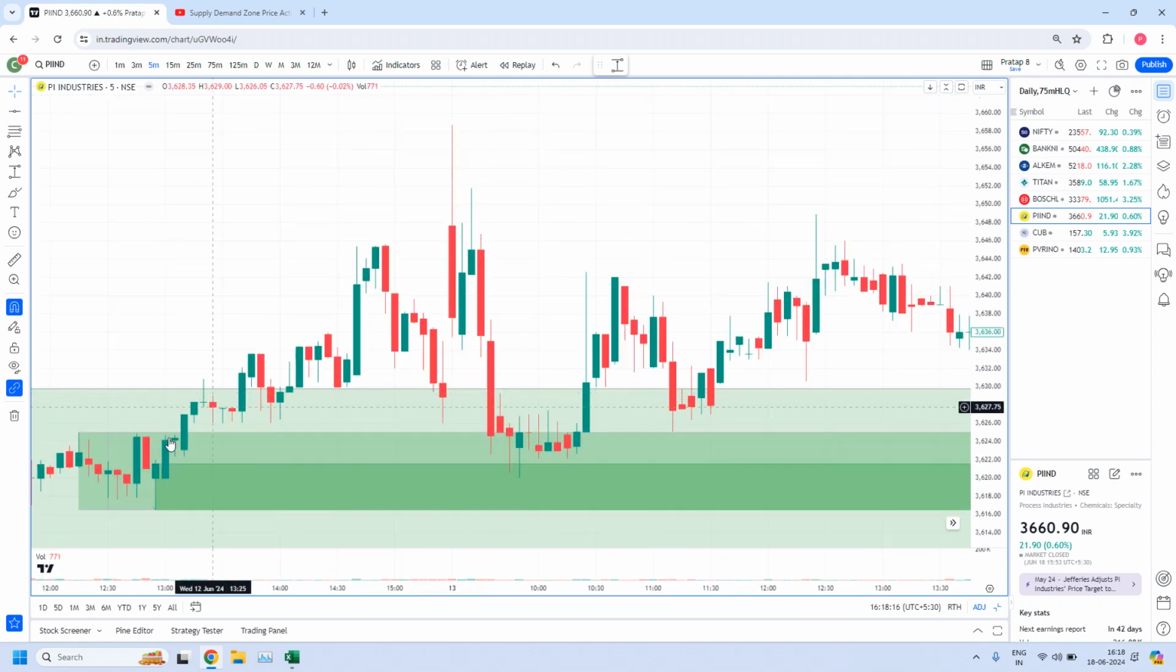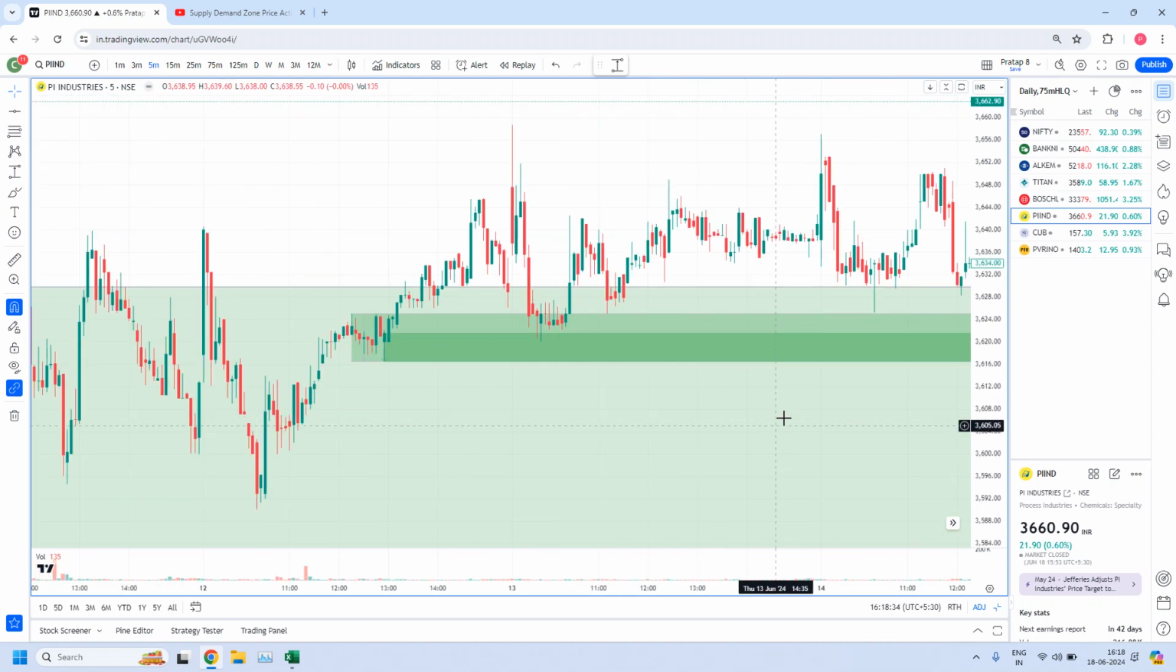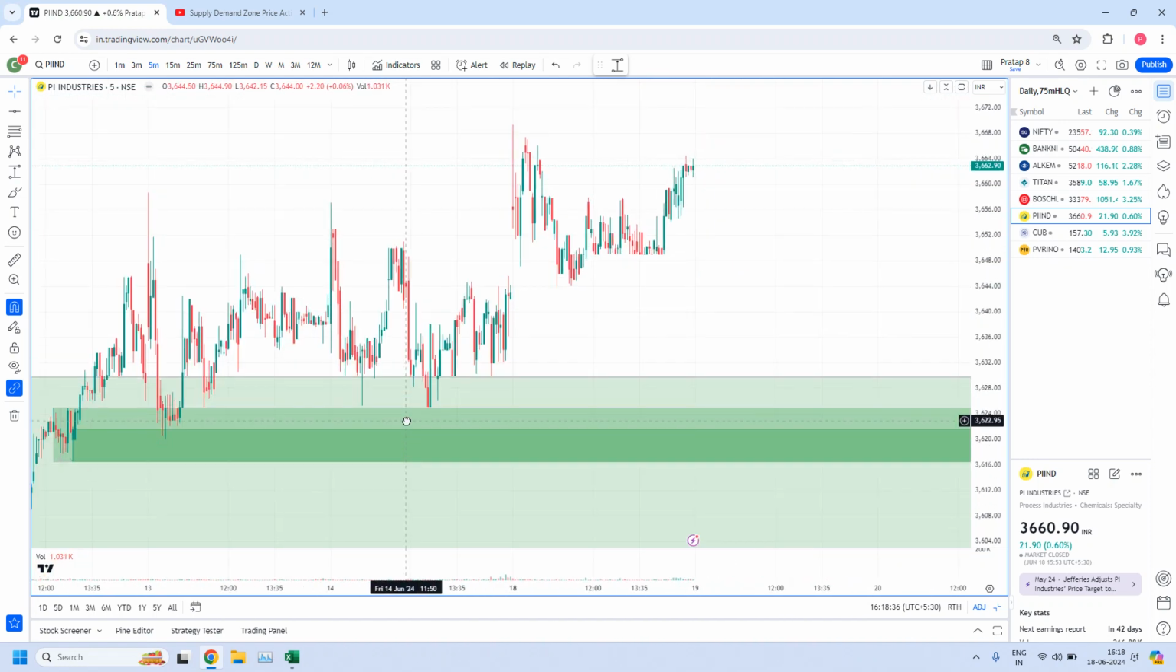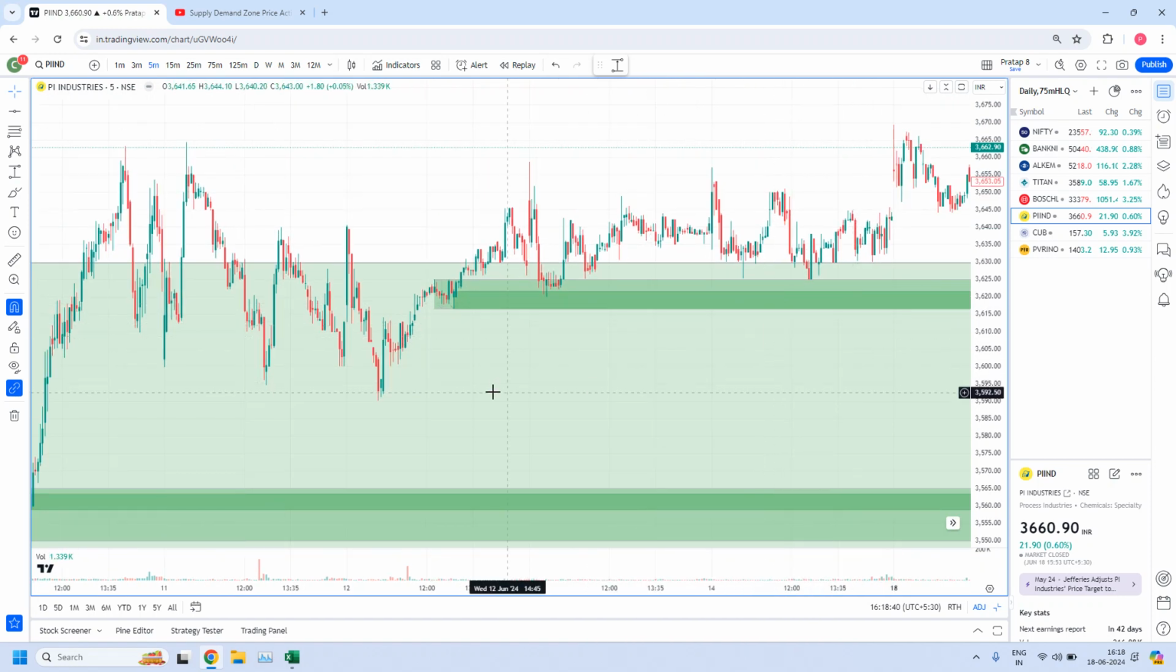In the 5 minutes time frame again we have a drop, base and rally. So we have this fine-tuned 5-minute zone, and this zone is already tested. Previously prices entered into this area, picked up the orders and again made a good move. So it is no more a fresh zone. That's why we don't plan any trade in this zone.